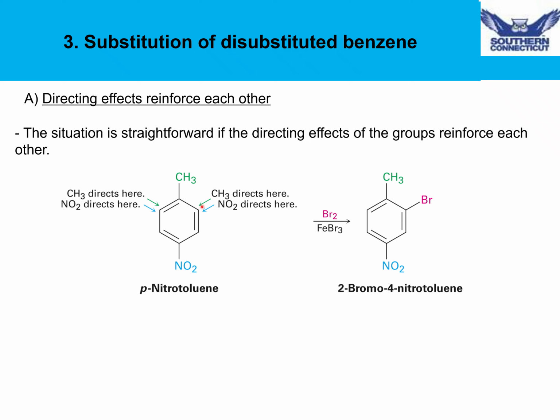So the bromine, since both the methyl and the nitro group are directed to the same spot, will be located now in the product in this carbon. Because of the symmetry, it doesn't matter whether we put the bromine on the right or the left side of the molecule.